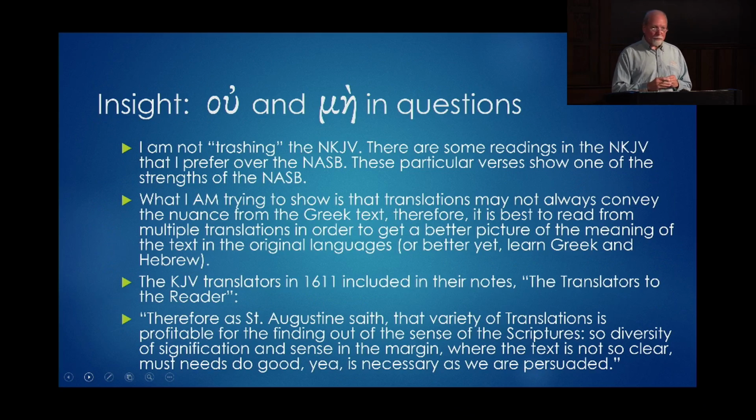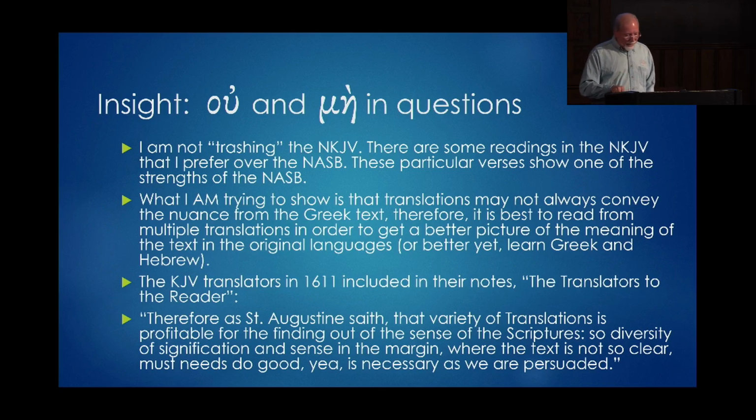In the original 1611 King James Version, in the notes from the translators to the readers, they said, "Therefore, as St. Augustine saith, that variety of translation is profitable for the finding out of the sense of Scriptures, so diversity of signification and sense in the margin, where the text is not so clear, must needs do good, yea, is necessary as we are persuaded." So what does that mean?